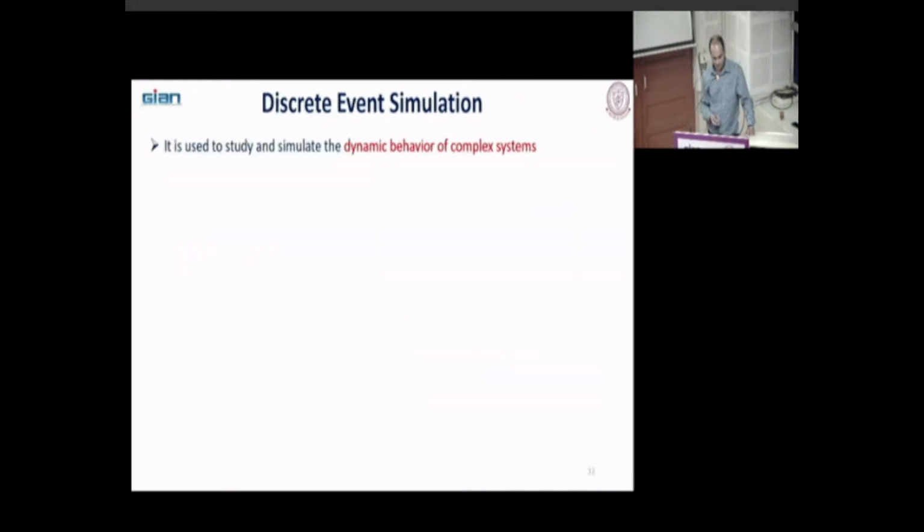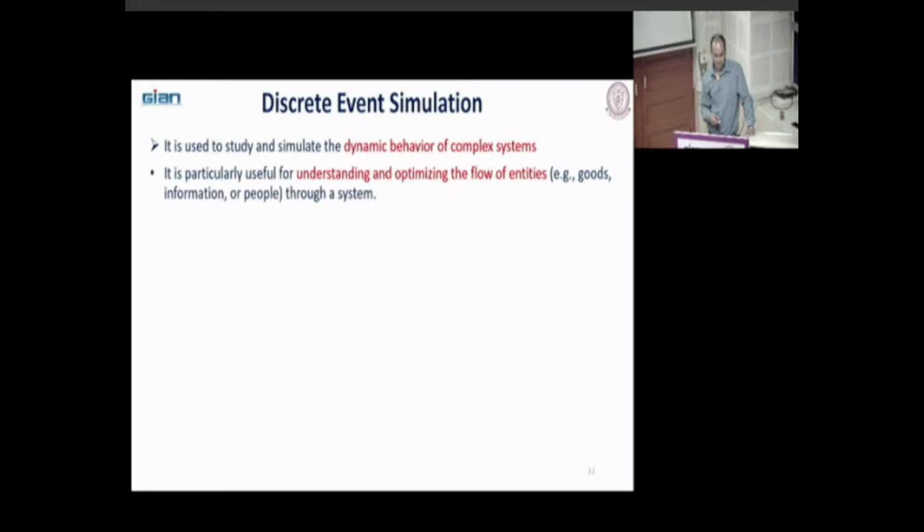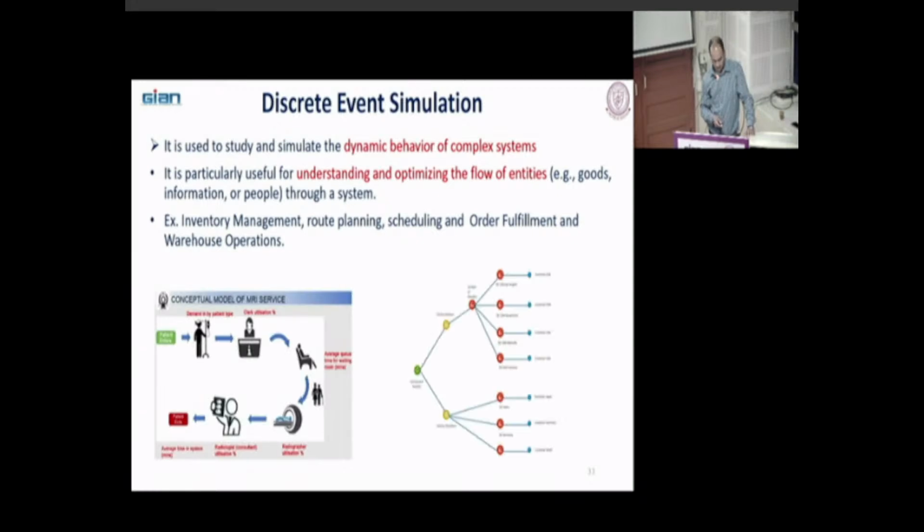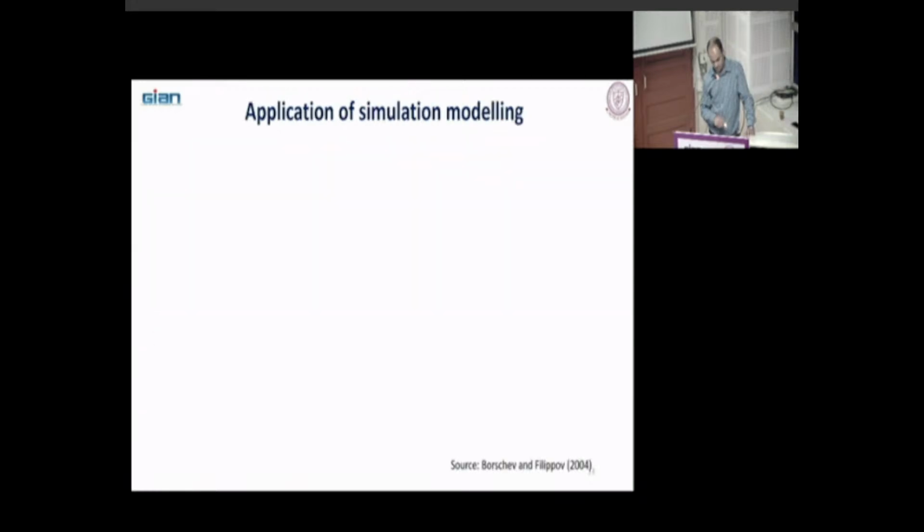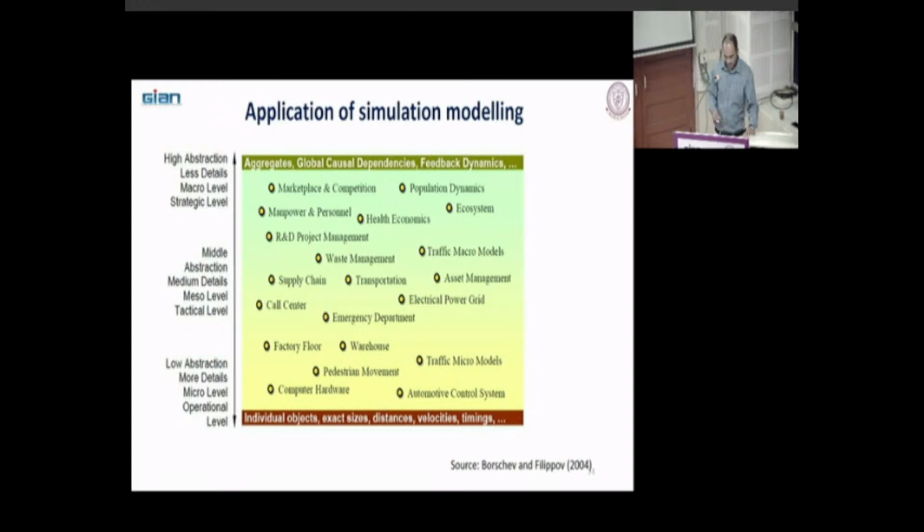Discrete event simulation is normally used for the dynamic behavior of complex systems, how much arrival and flow of entities, we can understand things like goods, information, people, or in a bank or hospital, how many times or when the customers or patients arrive, inventory management, route planning, and so on. This is one example of discrete event simulation.